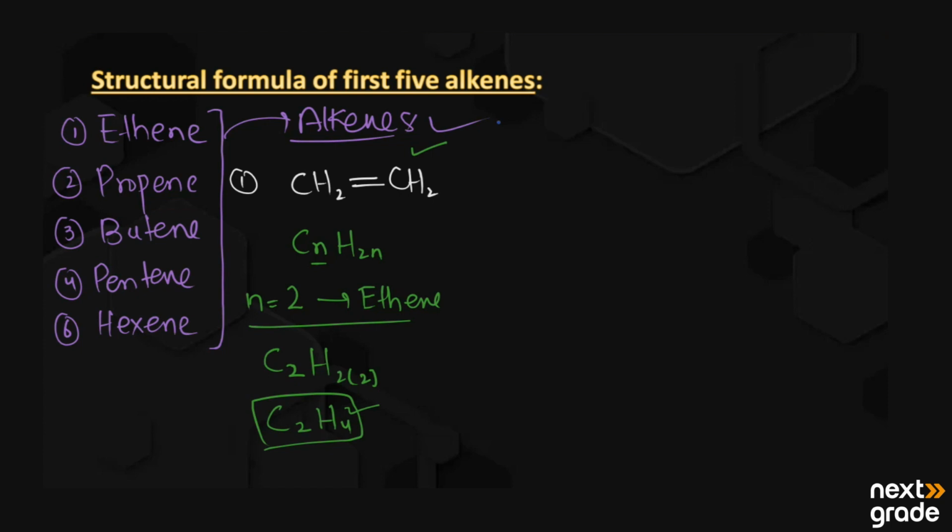And next we have its structural formula. For the alkene structure, we are going to draw the two carbon atoms having a double bond because it is an alkene. Next, it has a total of 4 hydrogens.